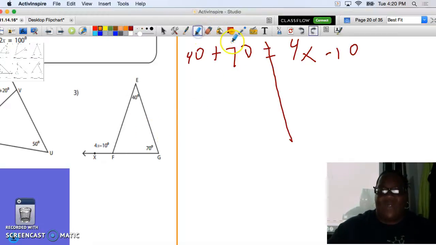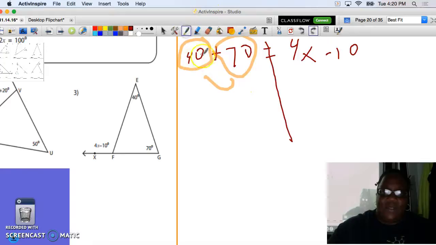So, the first thing I'm going to do is combine my like terms. I see this positive 40, positive 70, which is, and this is, see that? That's why Alice is here. 110. I didn't have to break out a calculator, y'all.